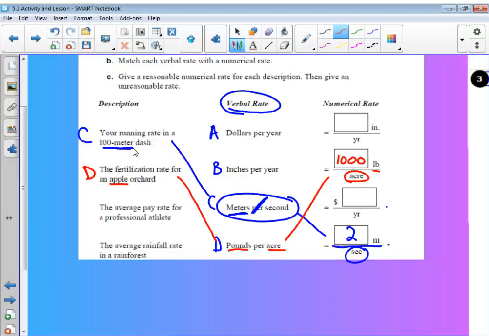So you'll finish out the last 2 on your own, coming up with numbers that would make a reasonable estimate for each of those. Good luck.